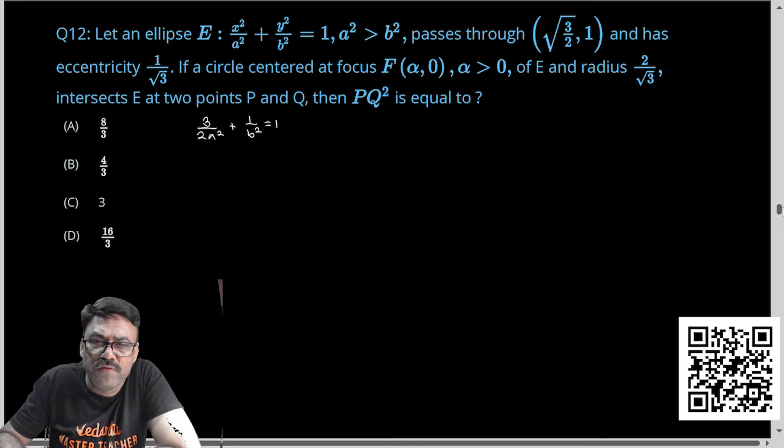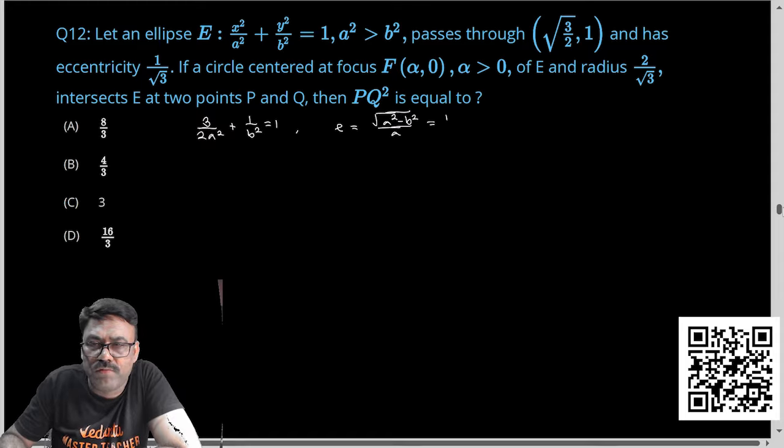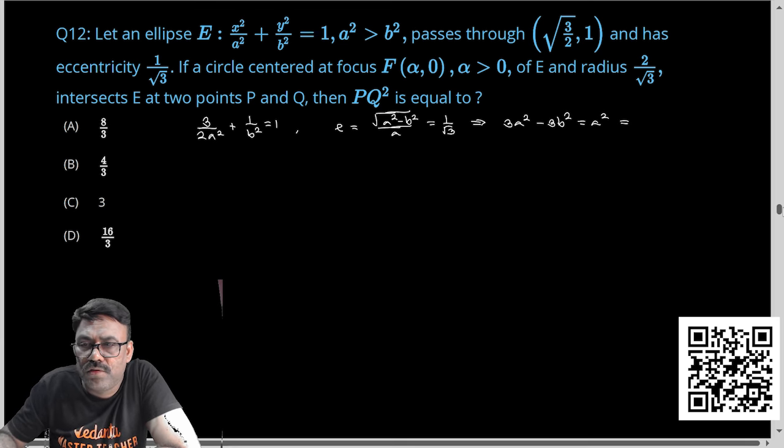Now the eccentricity of the ellipse is 1 by root 3. The eccentricity of the ellipse can be written as under root a square minus b square by a, and it is given as 1 by root 3. If I square both sides, I will get 3a square minus 3b square is equal to a square. So I will get 2a square is equal to 3b square.